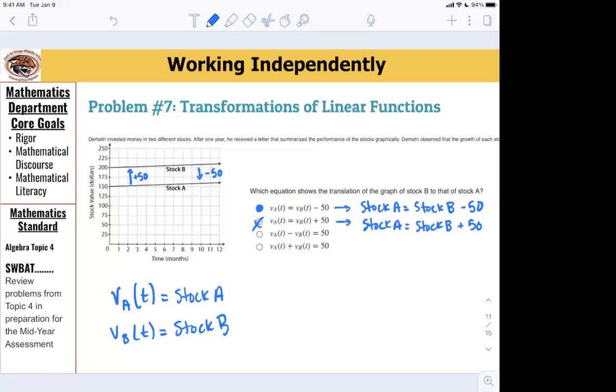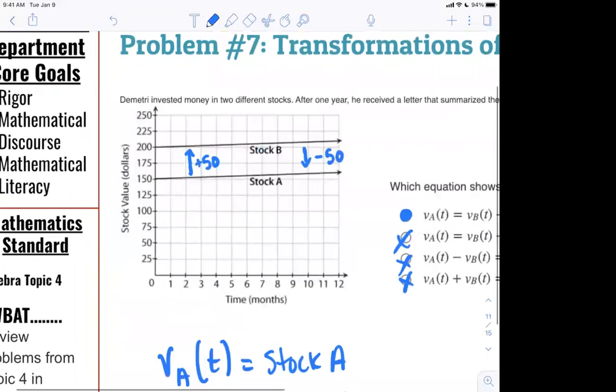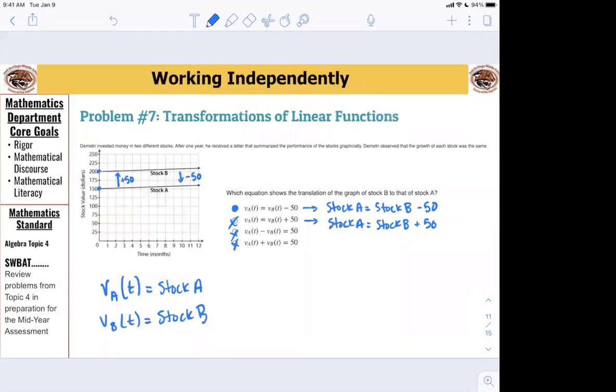So you guys are kind of understanding now, these topic tests are a little bit evil. They really try to get to you. Okay, so any questions on number 7? By the way, how did we know that it was going to be by 50s? Where did you look to get 50? I looked on the y-axis. Yeah, if you look, this one starts at 150 and this one starts at 200, so we know that there's a difference of 50 from one to the other.